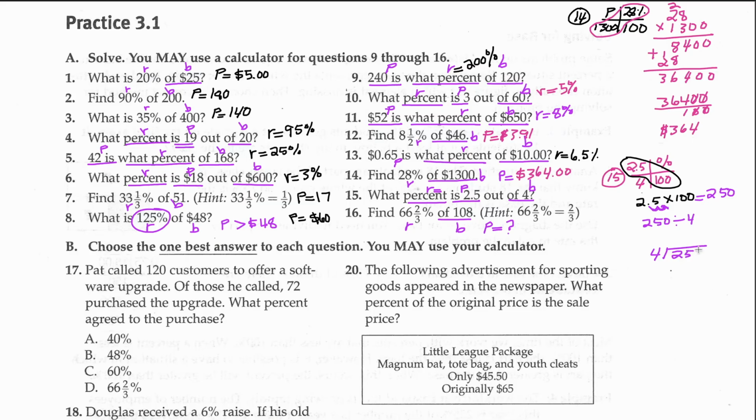250 divided by 4. So how many 4s in 25? What do you think? Would you say 6? Because 4 goes into 25 6 times. So 4 times 6 is 24. And subtract, you have 1 left. Bring down the 0. Now, how many 4s in 10? That's 2 times, because we have 8. Now, subtract, I have 2.